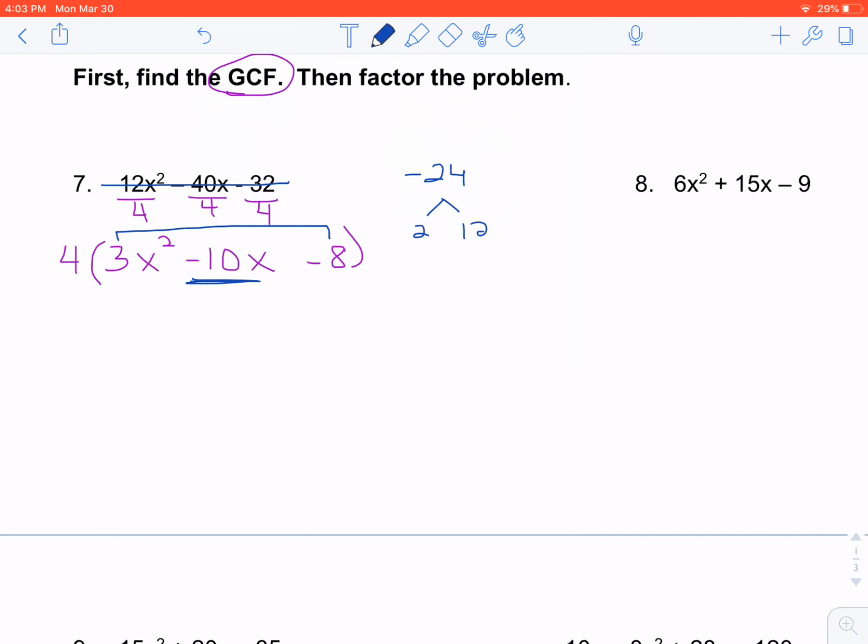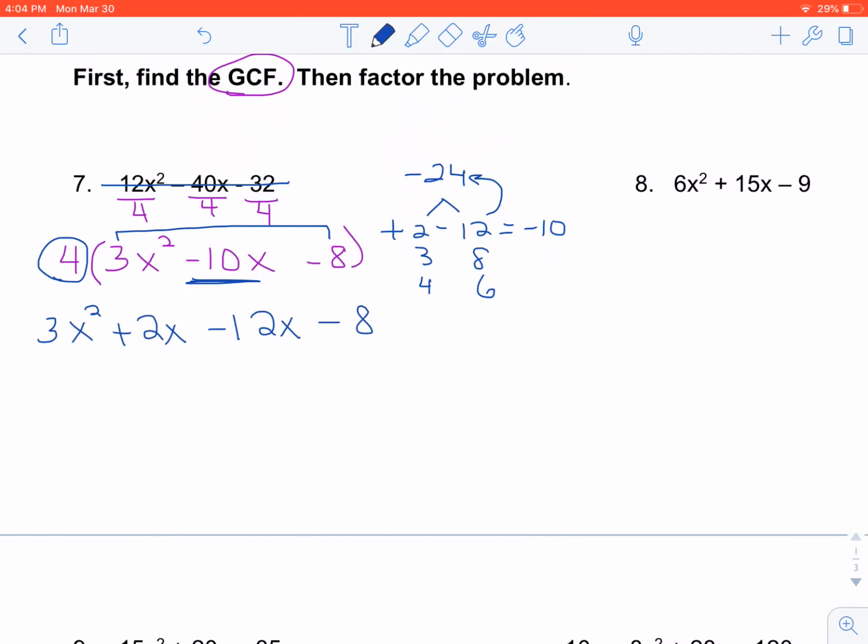So 2 and 12, 3 and 8, 4 and 6. We need to make a negative 10. So if I have a plus 2 and a minus 12, that makes negative 10. But 2 times negative 12 still is negative 24. So I'm going to circle the GCF that I took out. I'm not going to write it again until I get to the answer. I am going to keep the 3x squared. And then we have a 2x, a negative 12x, and then a -8.